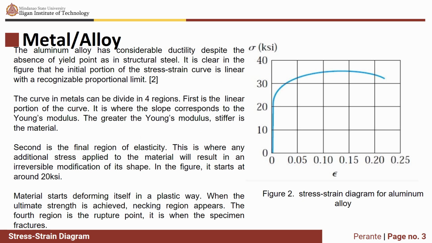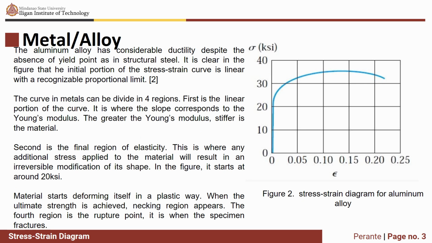Figure 2 shows the stress strain diagram for aluminum alloy. Aluminum alloy has considerable ductility despite the absence of a yield point, as in structural steel. It is clear in the figure that the initial portion of the stress strain curve is linear with a recognizable proportional limit. So as we can see, the stress strain curve for metal or alloy shows different behavior compared to the curve for ceramic materials.